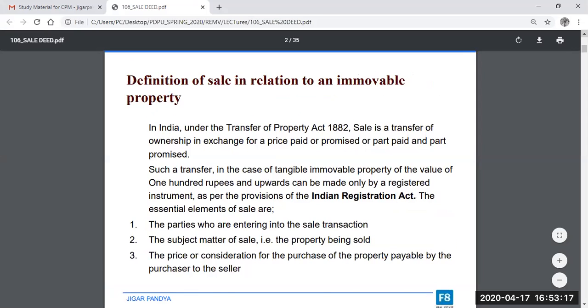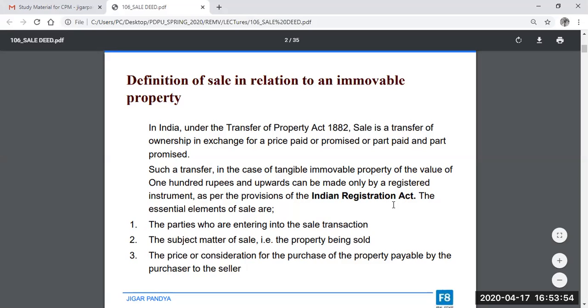Now, we'll skip the definition of the immovable property, but it's important to understand that under the Transfer of Properties Act, sale is a transfer of ownership in exchange for a price paid or promised or part paid and part promised. Such a transfer, in case of tangible, immovable property of the value of 100 rupees and upwards, can be made only by a registered instrument as per the provisions of Indian Registration Act.